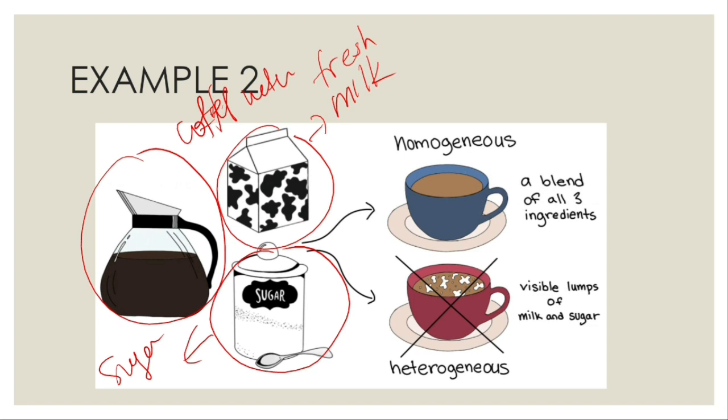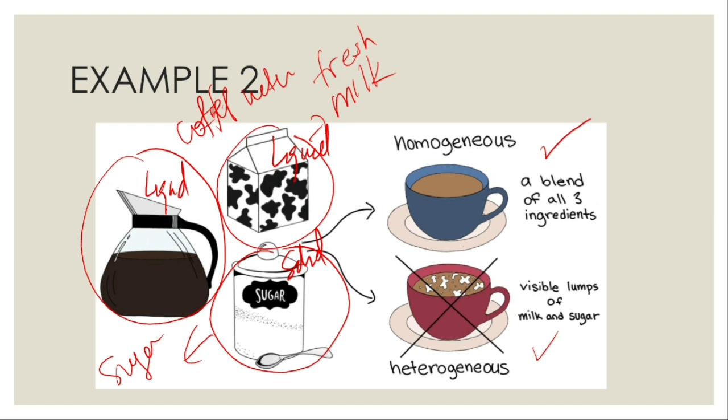Okay, so from this mixture, we have liquid, and sugar is a solid. So three different phases. Three phases. It's going to make either a homogeneous mixture or a heterogeneous mixture. So it depends on the temperature of your coffee water.